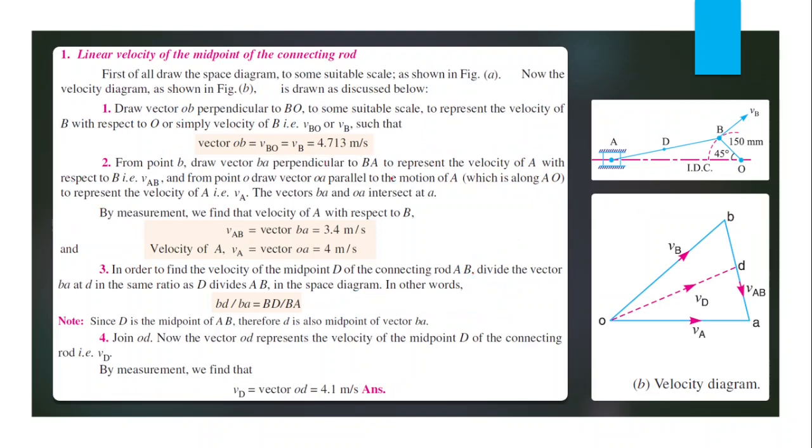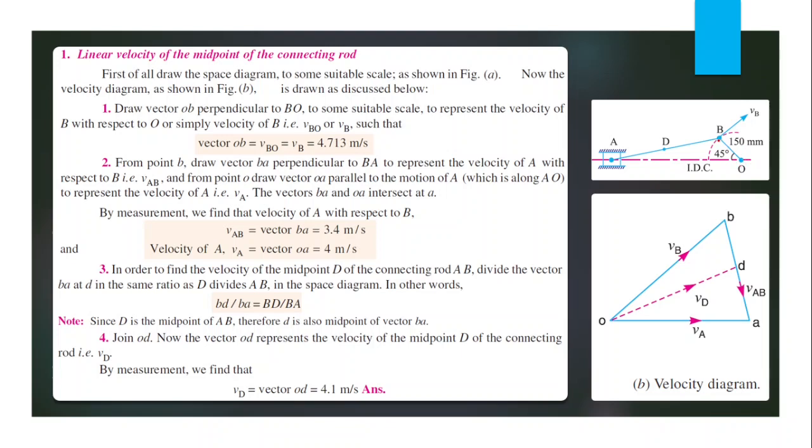Okay, then first we have to draw the velocity diagram. For this purpose, we have to draw the space diagram first. To draw the space diagram, first draw the horizontal line, then that particular angle 45 degrees given, which is the angle between this crank and the horizontal line. Then that length is equal to 150 mm. We can take any suitable scale to represent that length OB.